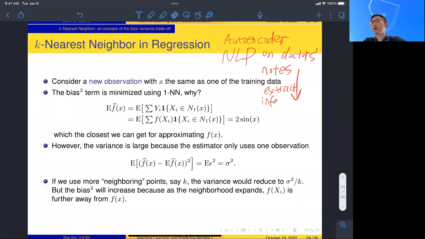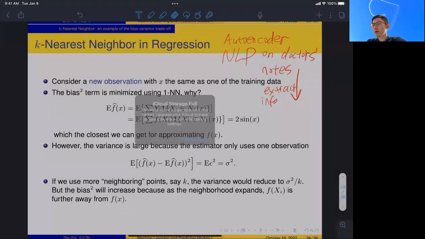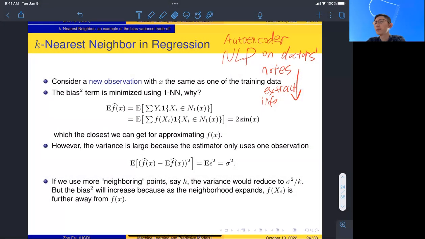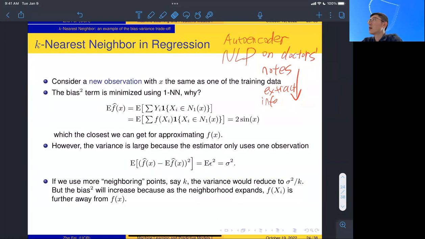Does that answer your question? Both questions, if you have any follow-up comments. Okay, if not, let's continue with the K nearest neighbor example.